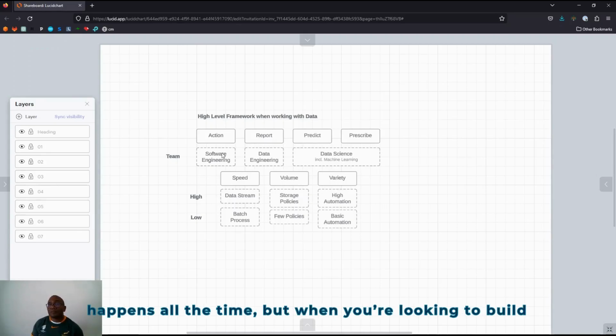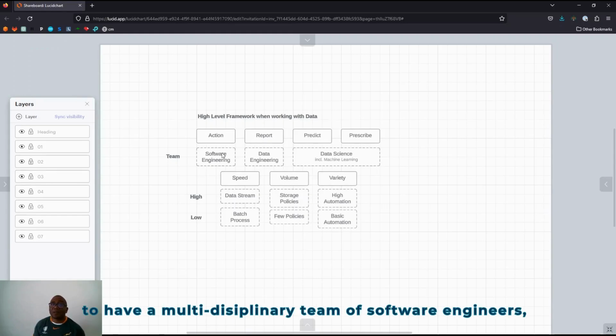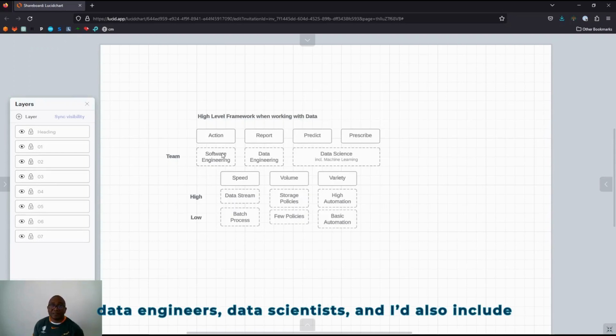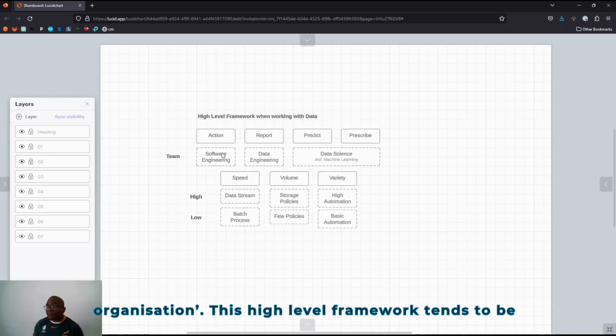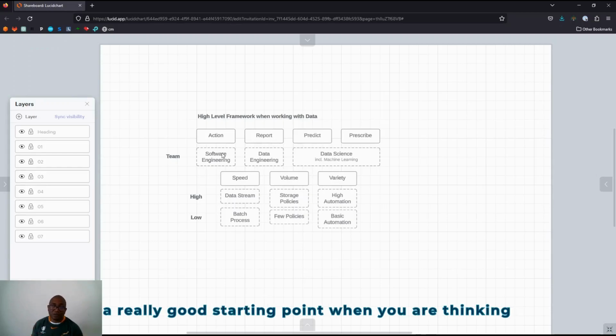But when you're looking to build something a little bit more complex, it's generally better to have a multidisciplinary team of software engineers, data scientists, and that also includes project managers, product managers, and all of the roles that go around that, in order to go, hey, this is how we actually make this work and make it work within our organization. This high-level framework tends to be a really good starting point when you're thinking, I want to take on a few data projects, I want to create some data products for my organization.